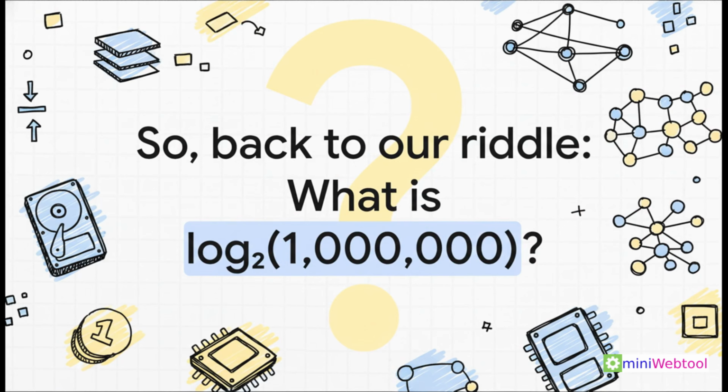And this brings us full circle, right back to our original riddle. Guessing a number between 1 and a million is really a data problem. Every single yes or no question you ask is like a bit. It cuts the remaining possibilities in half. So the number of questions we need is simply the log base 2 of 1 million.